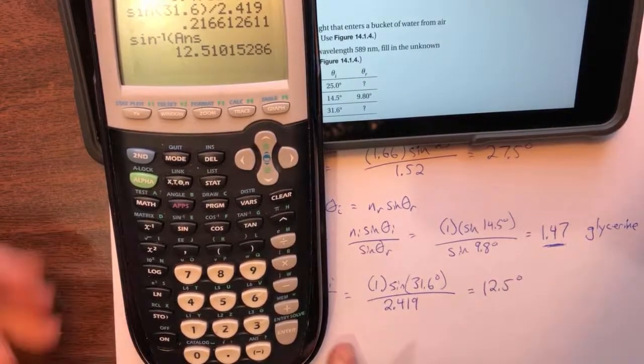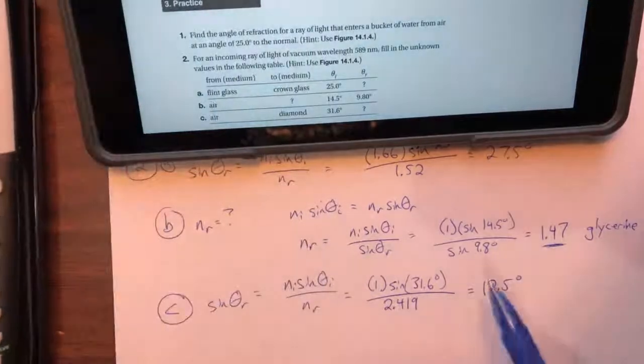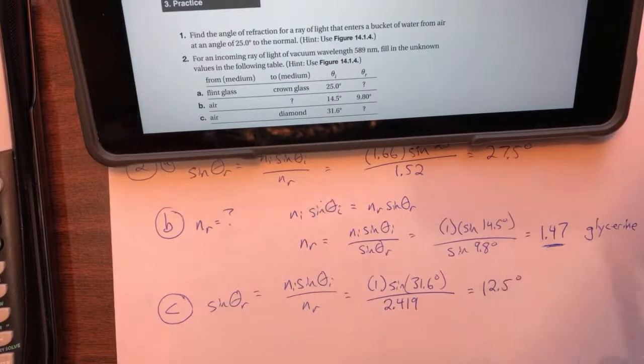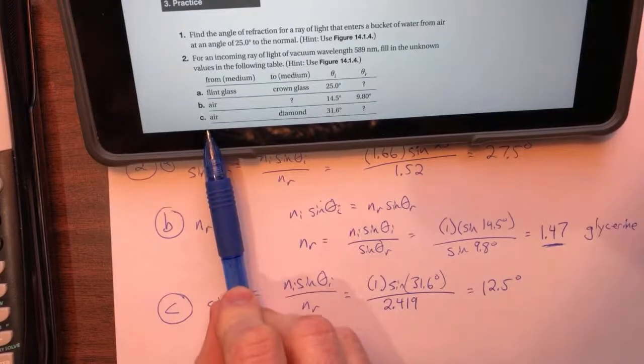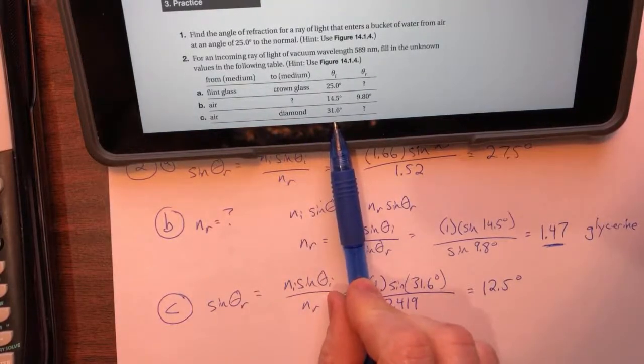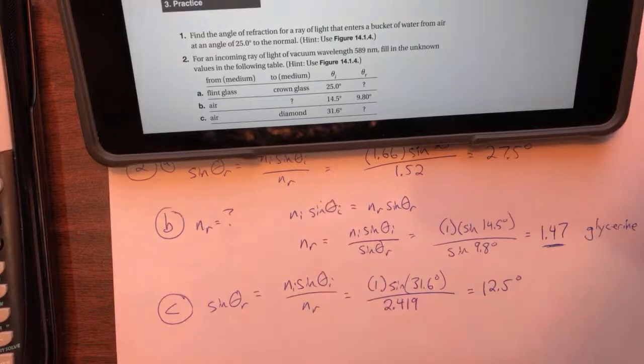12.5 degrees is a lot smaller than your incident angle of 31.6. That makes sense because you're going from air to diamond, a big difference, so it's going to be a lot smaller. Should it be smaller? Yes, indeed it should, because it's going from a low index of refraction to a high index of refraction, so it's going to bend toward the normal in that case. Okay? So that's your homework, guys. Any questions on that? I think I didn't assign number 3. It's just 1 and 2. Okay? Any questions?